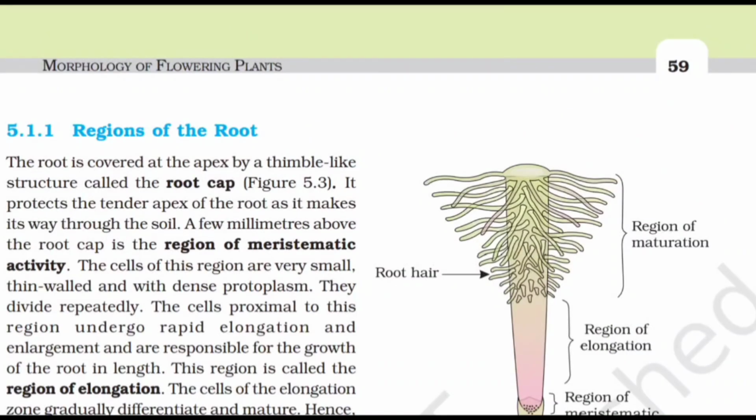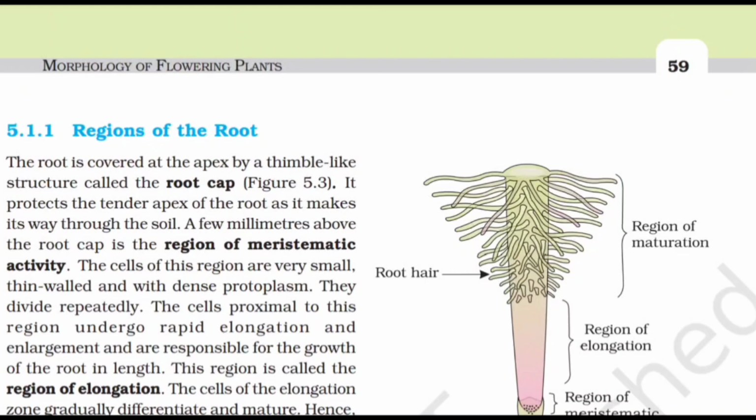5.1.1 Regions of the root. The root is covered at the apex by a thimble-like structure called the root cap. It protects the tender apex of the root as it makes its way through the soil. A few millimeters above the root cap is the region of meristematic activity. The cells of this region are very small, thin-walled, and with dense protoplasm. They divide repeatedly. The cells proximal to this region undergo rapid elongation and enlargement and are responsible for the growth of the root in length.